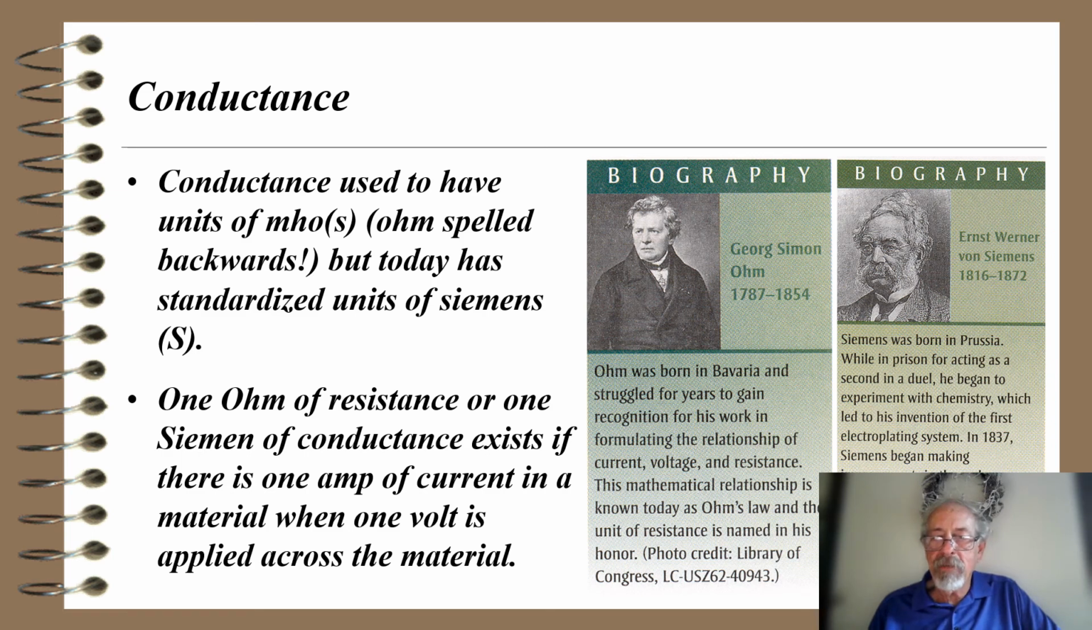Two again, old-timers. Look at the age on those guys, 1787 to 1854, and 1816 to 1872. And again, these were scientists from very old times where they would do experiments to learn about electricity. So 1 ohm of resistance or 1 Siemens of conductance exists if there's 1 amp of current in a material and 1 volt is applied across the material.